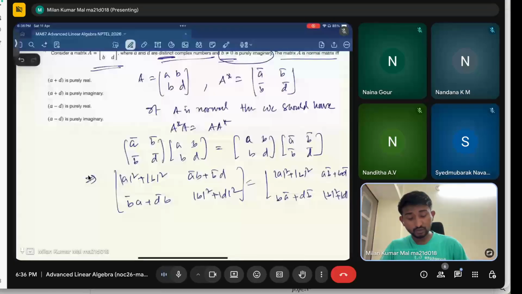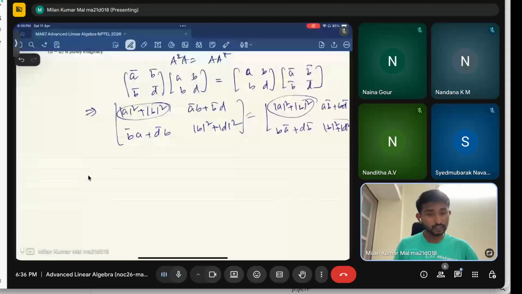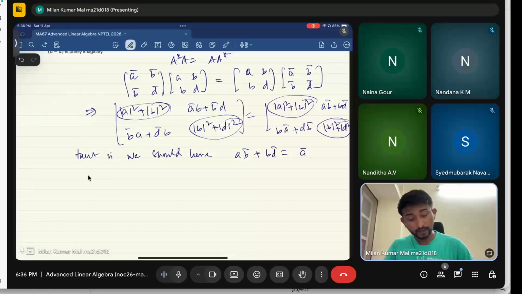So that means these two terms are automatically satisfied. Whatever B or A you choose, these terms are automatically satisfied, that doesn't matter. The only fact is that we should have, if and only if, A B bar plus B D bar has to be equal to A bar B plus B bar D. This is what we should get.